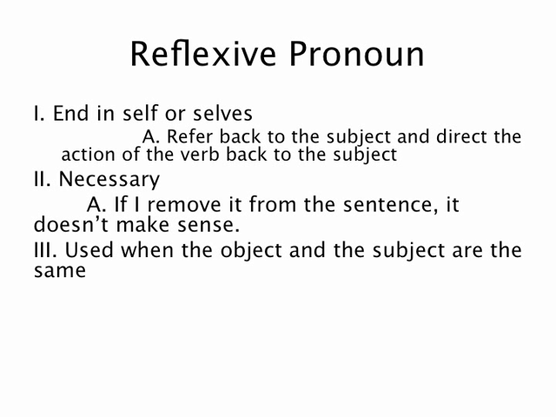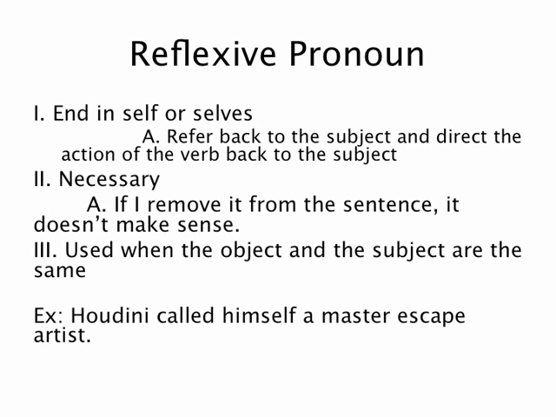It's used when the object and the subject are the same. So, for example, Houdini called himself a master escape artist. So Houdini called what? Himself. That's the direct object, and it's the same as the subject. So it's when your object and your subject are the same. So looking back to the definition, it refers back to the subject and directs the action of the verb back to the subject because the object is the same as the subject.